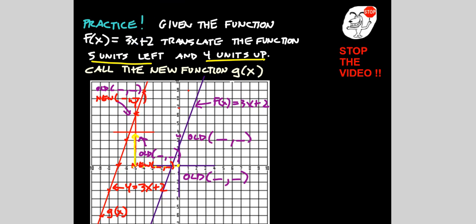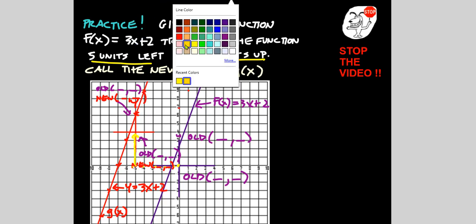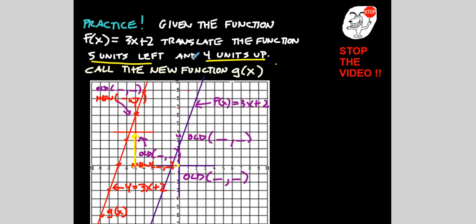Alright, so I am moving left here 5 units, so I'm going to write g of x. I'm shifting the function 5 units left, so that's going to be f of x plus h and 4 units up. So that h should be 4 here. I'm sorry, should be 5. So we get g of x equals f of x plus 5 plus 4.